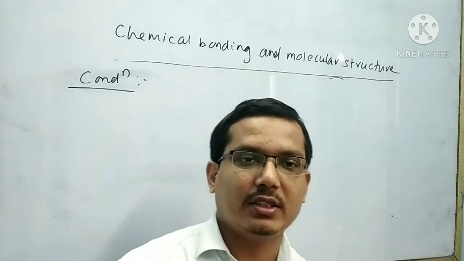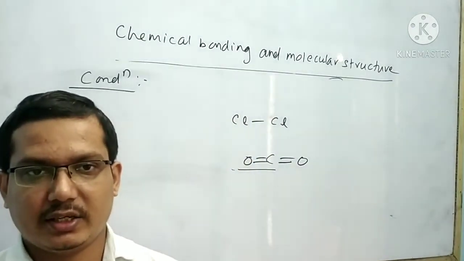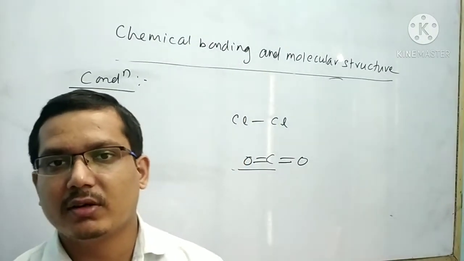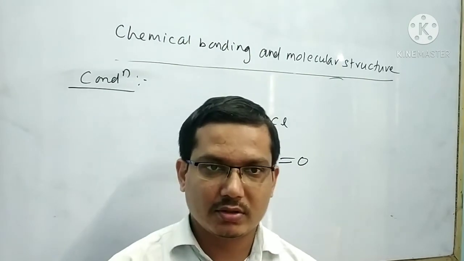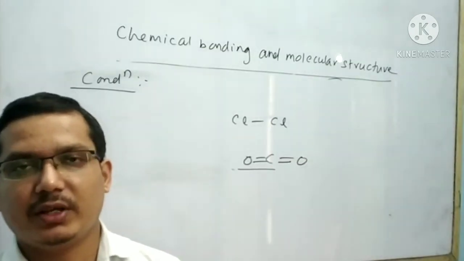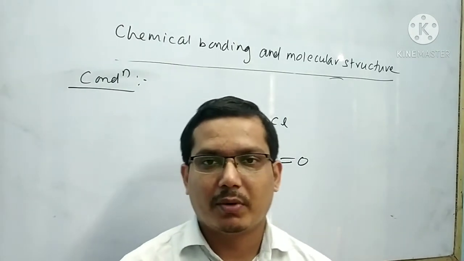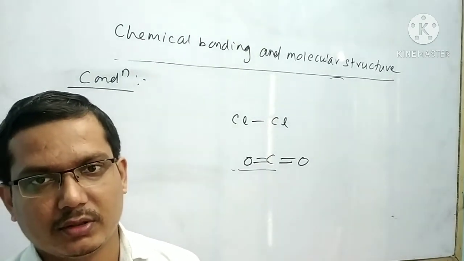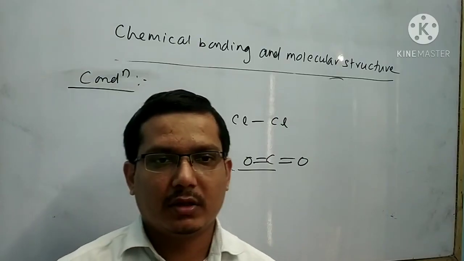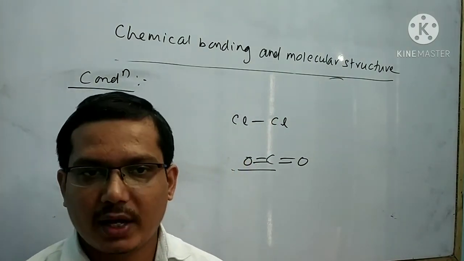The second condition is that both atoms are short of 1 or more electrons than the nearest inert gas configuration. The third condition is that if both atoms share 1, 2, or 3 electrons, then a single, double, and triple covalent bond respectively is formed. That means for a single bond we generally need 1 pair of electrons. For a double bond we need 2 pairs of electrons. For a triple bond we generally need 3 pairs of electrons. The fourth condition is that there is always a decrease in energy during the formation of a covalent molecule.